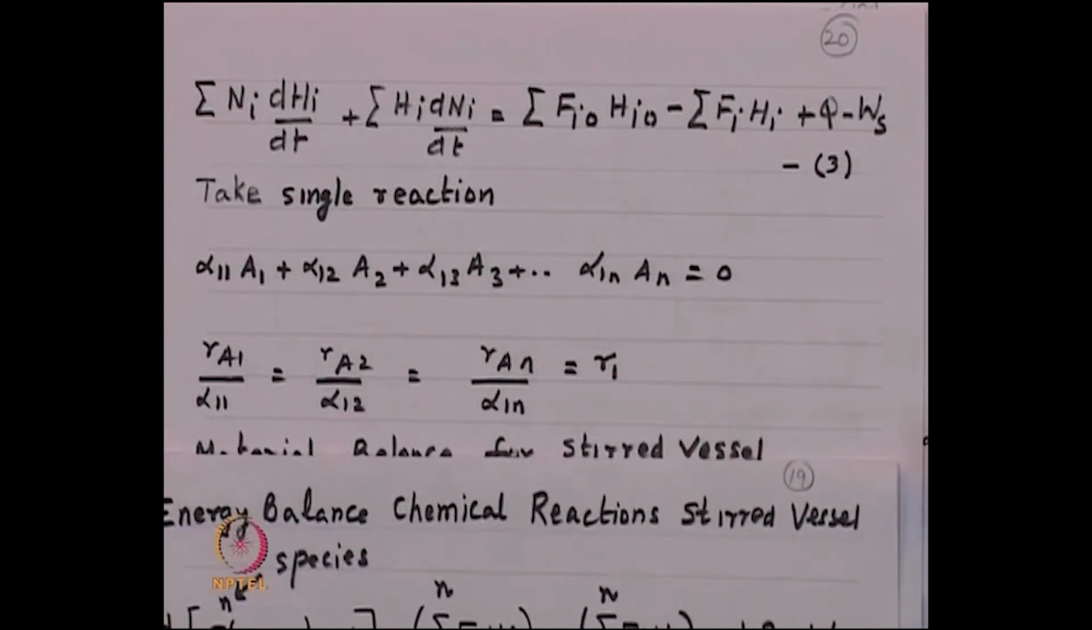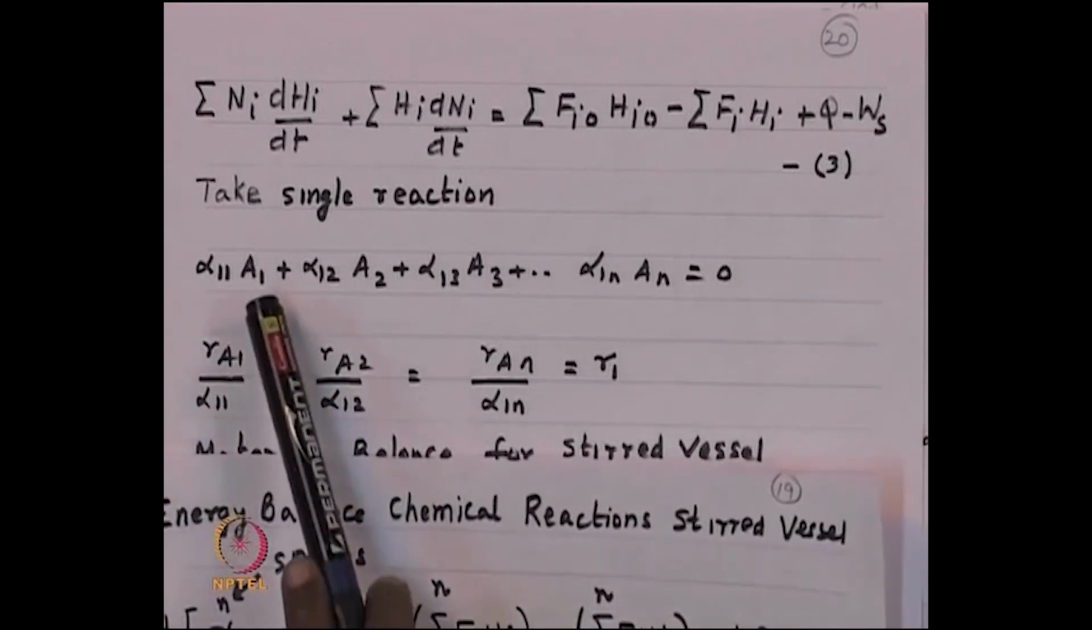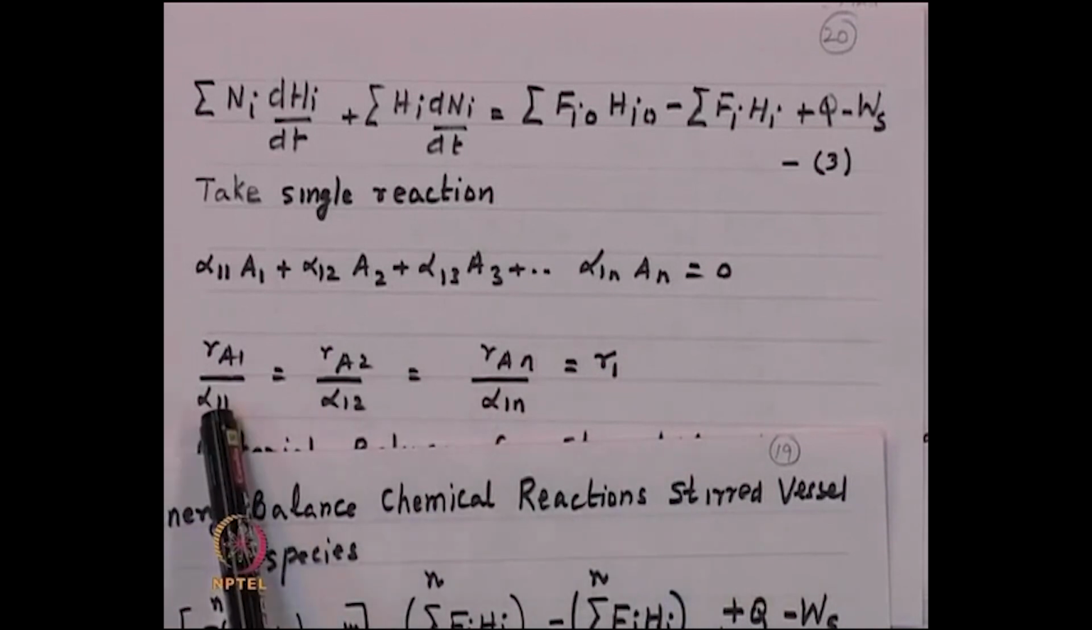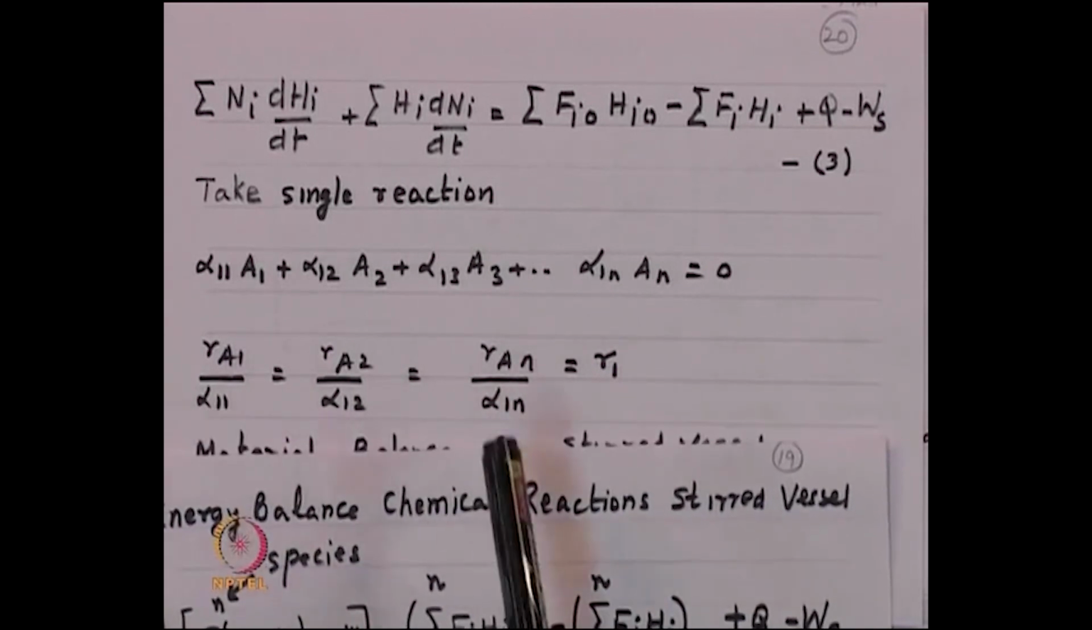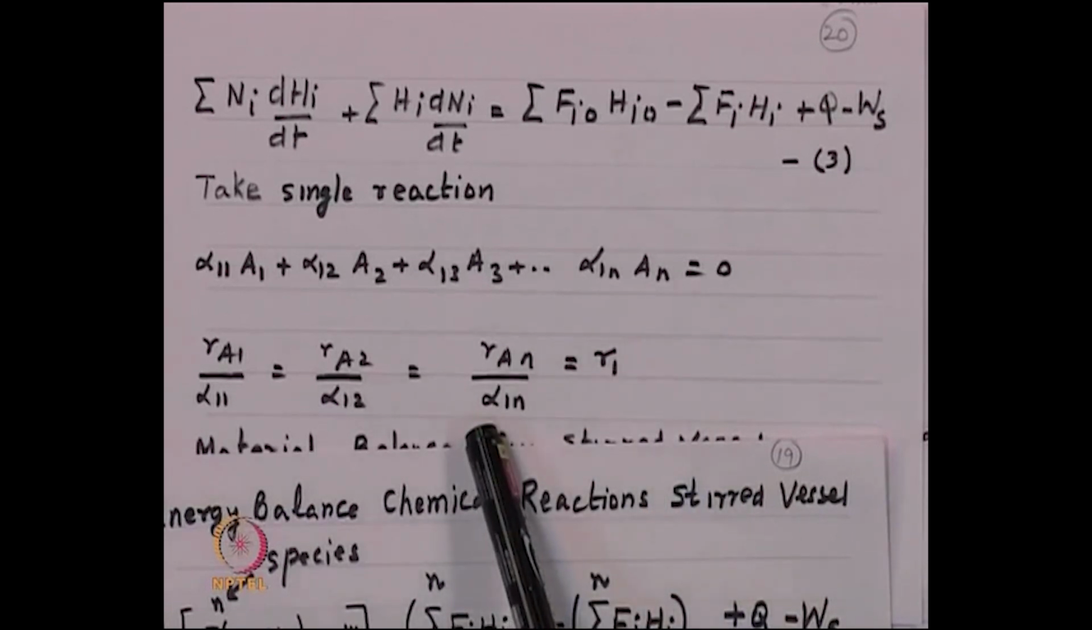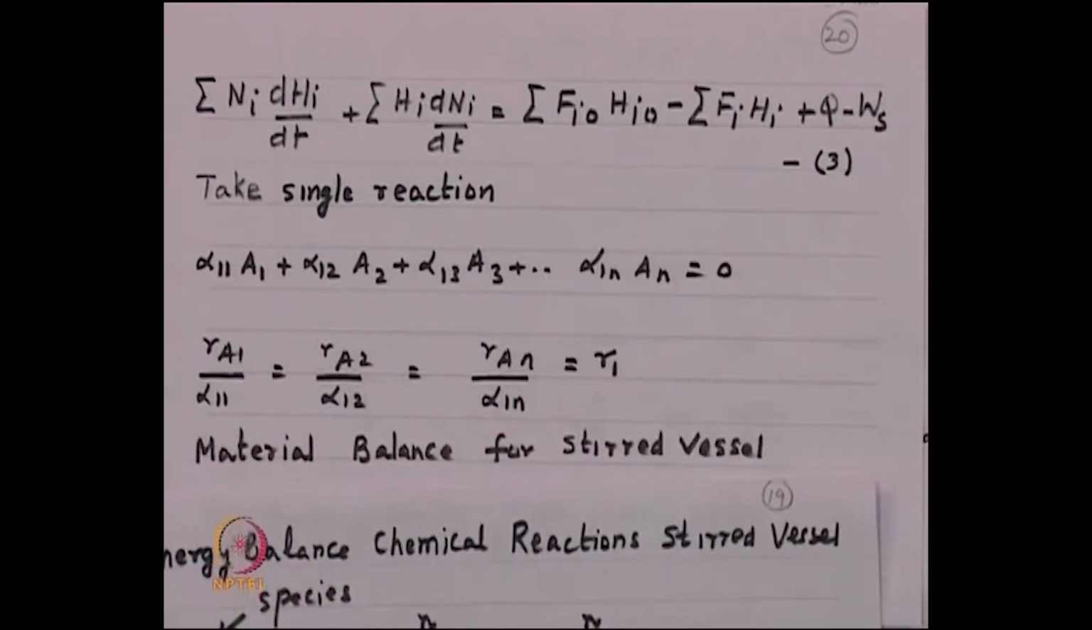So, if I ask you what is the rate at which component A 1 is getting formed, you will say that it is R 1 multiplied by alpha 1 1. What is the rate at which component A n is reacting? You will say it is R 1 multiplied by alpha 1 n. So, that is the nomenclature which you are using.